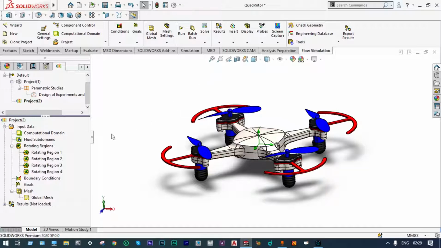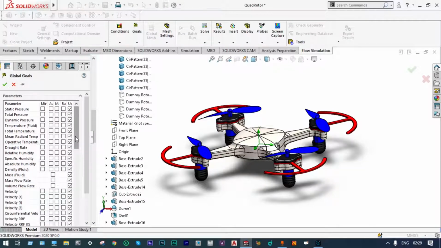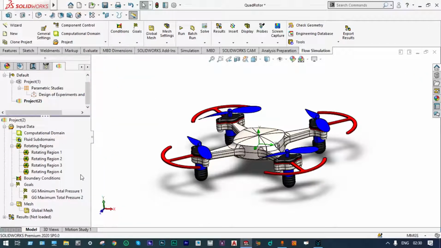Now we have to select some goals. Let us select some goals from here. Insert some global goals. From the global goals, we want to see maximum and minimum pressure, and the difference of these two pressures is actually responsible for the upthrust. We can see total pressure, minimum pressure, and also the maximum pressure. First goal is selected.